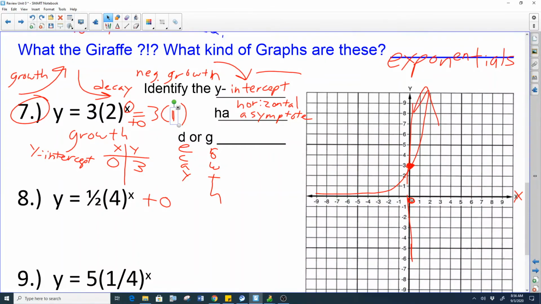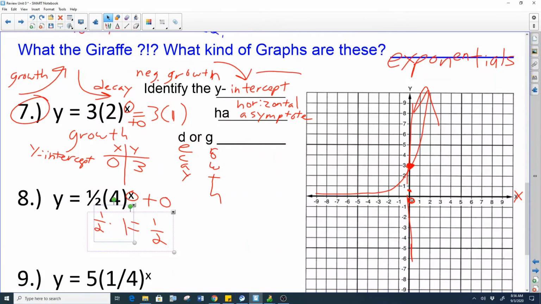Not bad, not bad. Exponential, not bad. What do you think the half is going to do in front of the 4? I think it could decay. I think we should get investigative with our graphing calculator. You can still plug in 0. Plug in 0, so 4 to the 0 power is just 1, and then 1/2 times 1 is just a half. That's our Y-intercept. Thinking it might be decay.